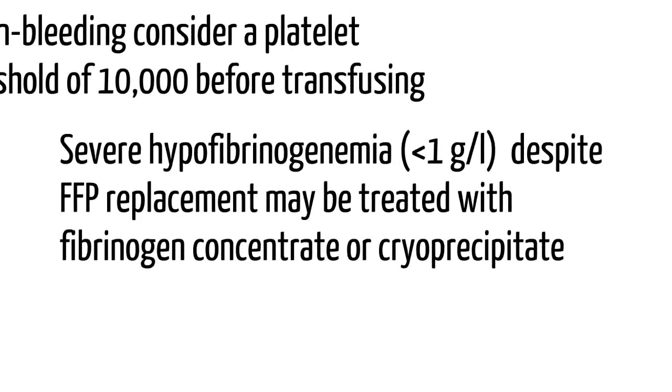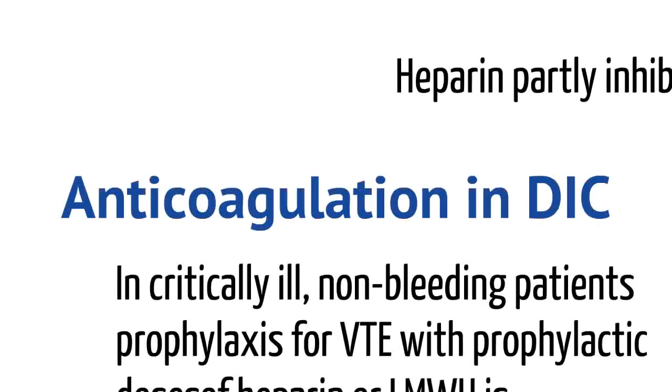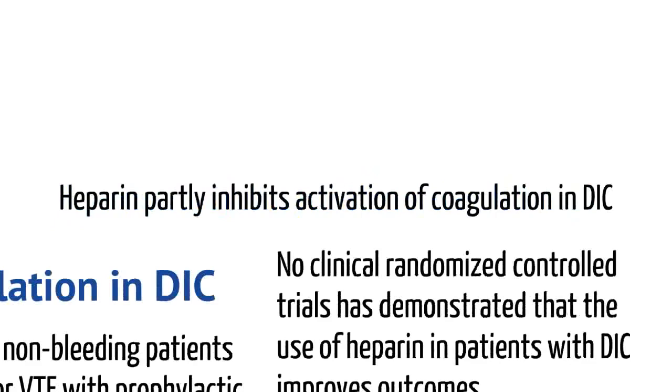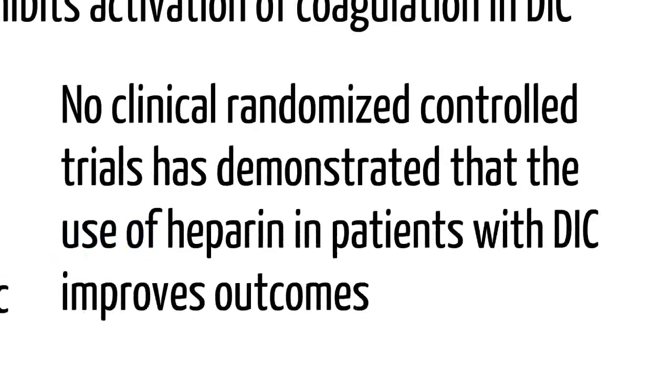Now, for patients with severe hypofibrinogenemia, like less than 1 gram per liter, even though they've gotten FFP, then at that point you can consider cryoprecipitate. But realize there's no data to suggest that this improves outcomes in DIC patients. Because DIC involves the creation of clots, there's always been this question whether heparin should be used in DIC. Now, heparin does inhibit the activation of the coagulation part of DIC. But realize there's no randomized trial that's demonstrated heparin use in patients with DIC have improved outcomes.